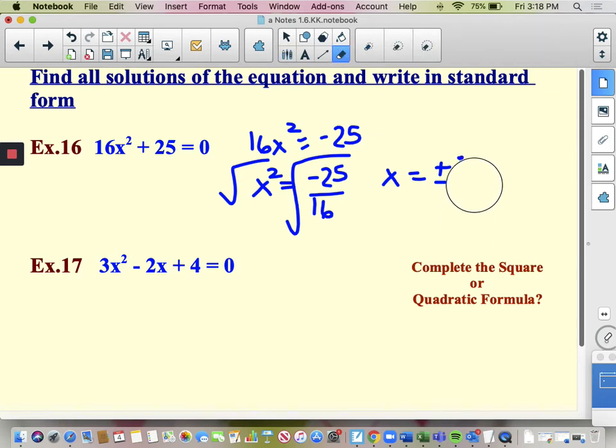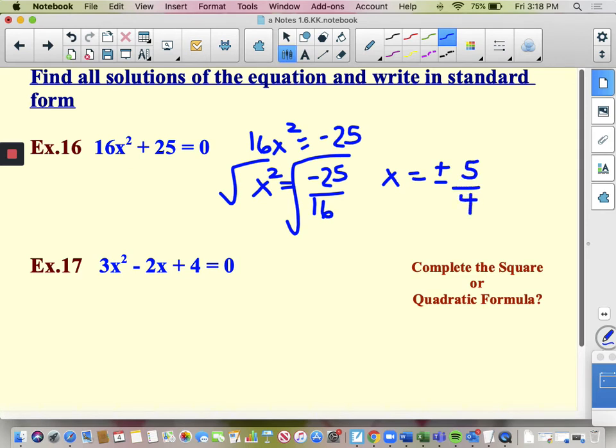Maybe I'll rewrite that. So square root of 25 is 5, square root of 16 is 4, and then attach the i on, right? Okay, same with example 17.